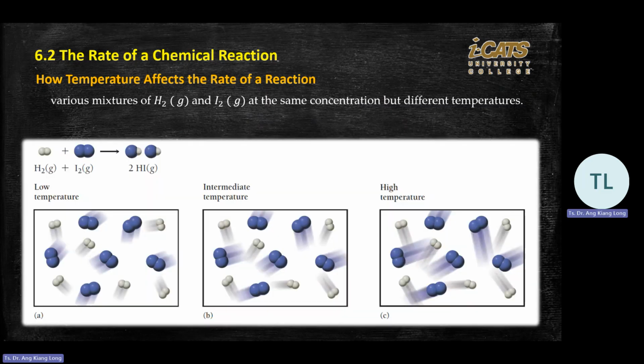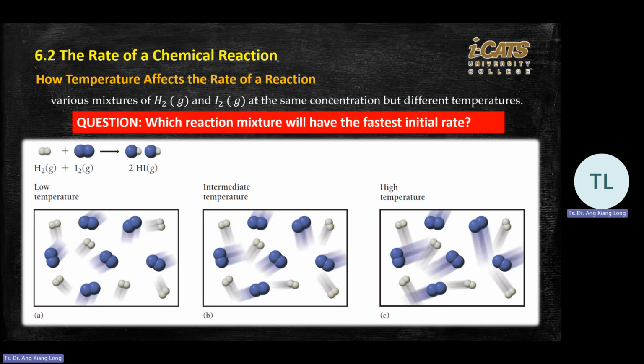So same tree diagram here. You have low temperature, meaning low energy. The Lego bricks will come in very, very slowly. Intermediate, medium speed. And high temperature will come in at very, very high speed, like a highway, right? So which reaction mixture will have the fastest initial rate? Of course, it's the highest temperature scenario.